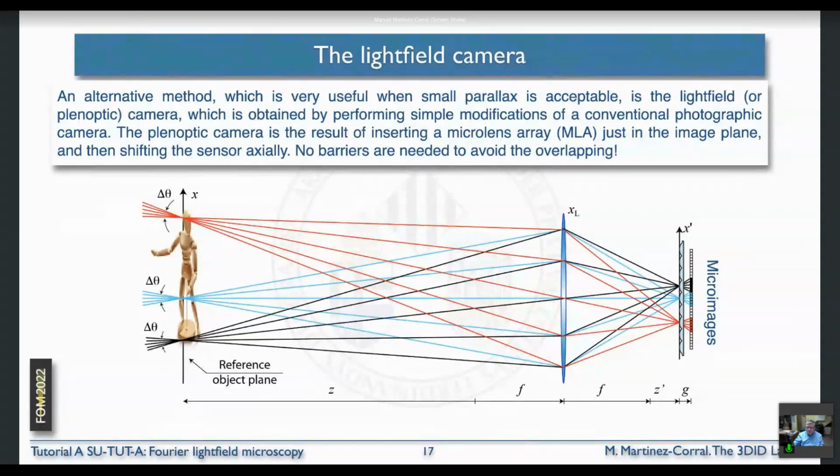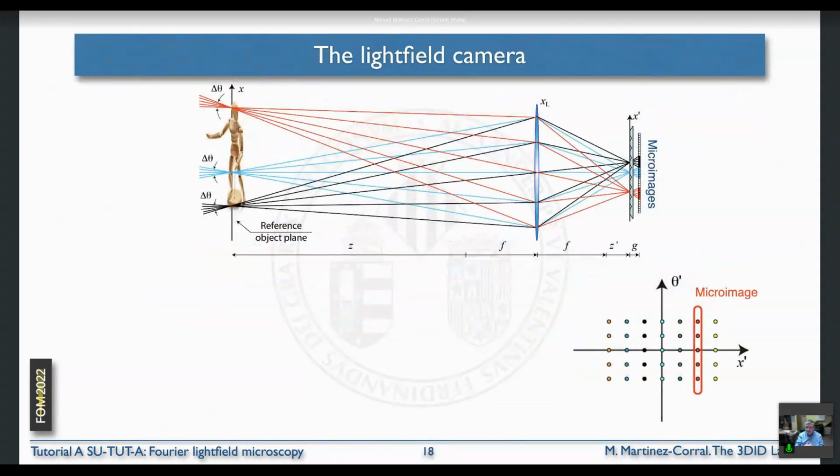So when you implement this system, the conjugation relations are important, because the sensor must be conjugated with the camera lens, and the microlens array must be conjugated with the object. So let me show you in terms of the Plenoptic function or Lightfield function.